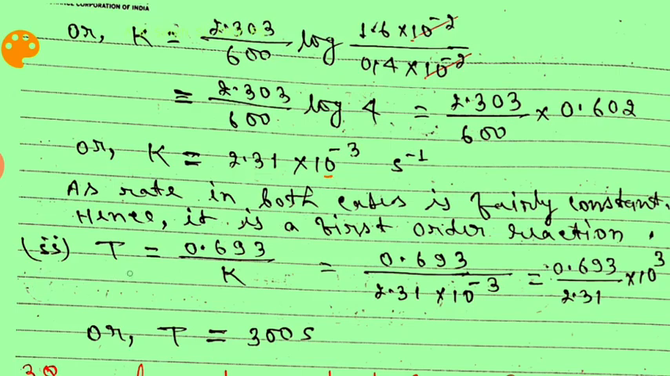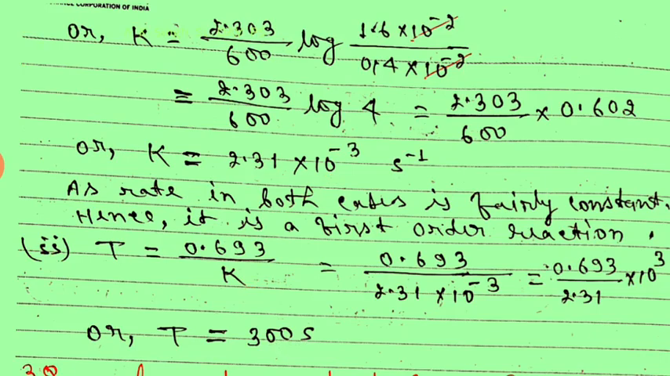Second is half-life. We know that half-life T is equal to 0.693 by K. It is equal to 0.693 by 2.31 into 10 to the power minus 3. After solving it, it will be equal to 300 second. So half-life is 300 second.